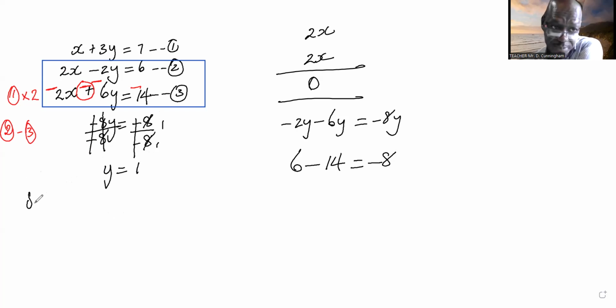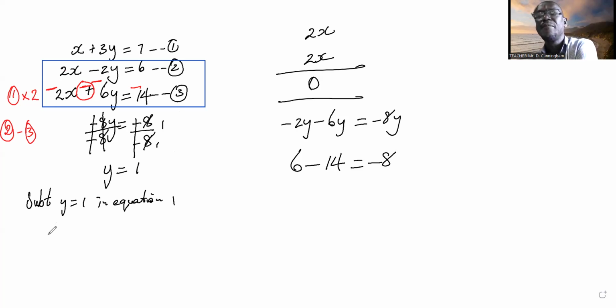So you want to substitute y equals 1 in equation 1. I'm using equation 1, but you could substitute it in any equation. So equation 2 is 2x minus 2y equals 6, people. Equation 2, just to show you, is 2x minus 2y equals 6. So we're going to substitute. So 2x.